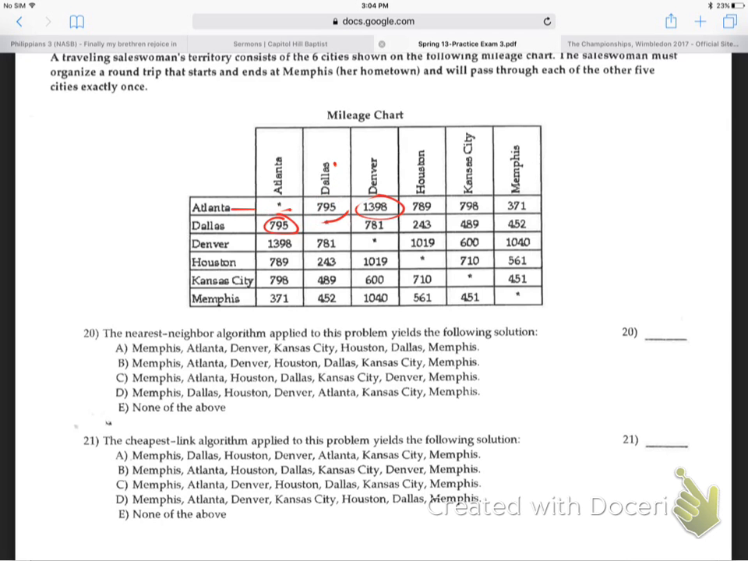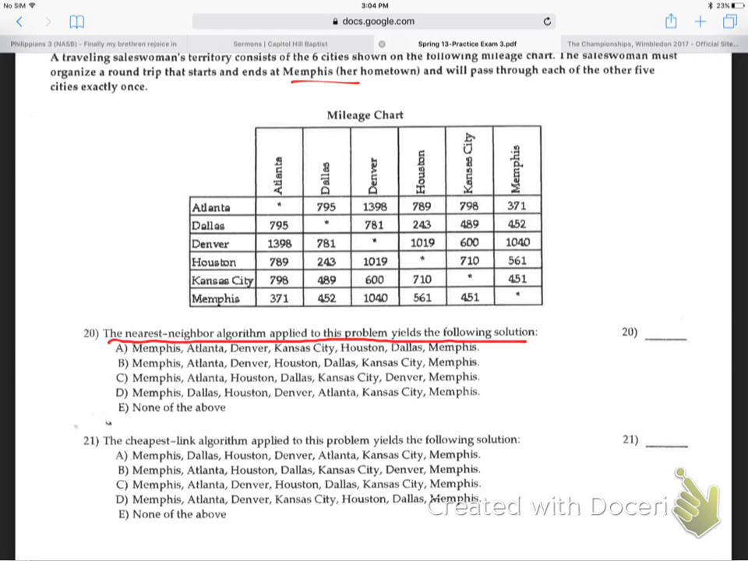Okay, so it's just a chart of how far from city to city. So it's a table instead of a picture. But we can still do all the same methods to find the cheapest way. So here's their question at the top. A traveling saleswoman's territory consists of the 6 cities shown in the following mileage chart. The saleswoman must organize a round trip that starts and ends at Memphis. Notice that. That's her hometown. And will pass through each of the other 5 cities exactly once. The nearest neighbor algorithm applied to this problem yields the following solution.